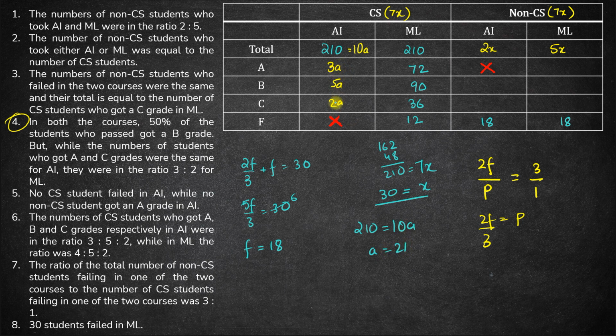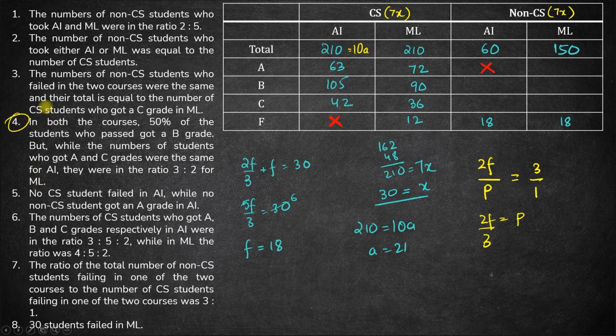So substituting a value here, thrice of 21 is 63. 5 times 21 is 105. And twice of 21 is 42. Again substituting the value of x here, this becomes 60. And 5 times 30 is 150. Okay? So you're done with almost every point except this one.